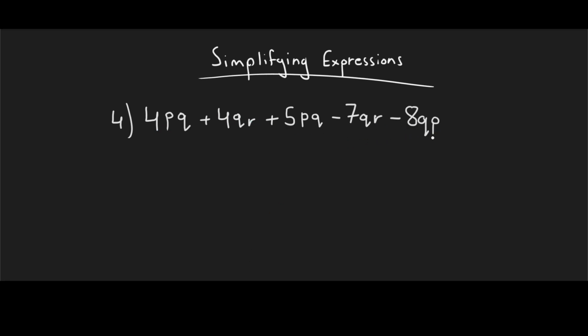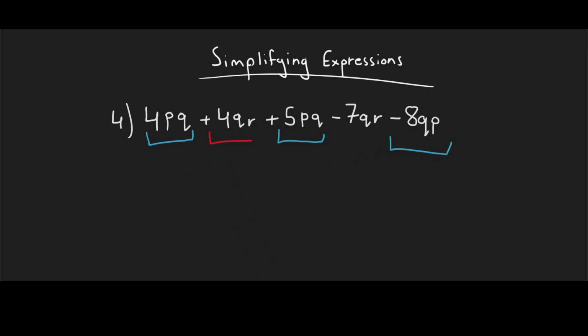But remember that pq, which is p times q, is like saying qp, which is q times p. So it's like us saying 3 times 4 is equal to 4 times 3. So it's the same thing. So in reality, we have two terms in this equation. So let's combine them. So let's highlight our terms. We have the 4pq, the 5pq, and the negative 8qp.